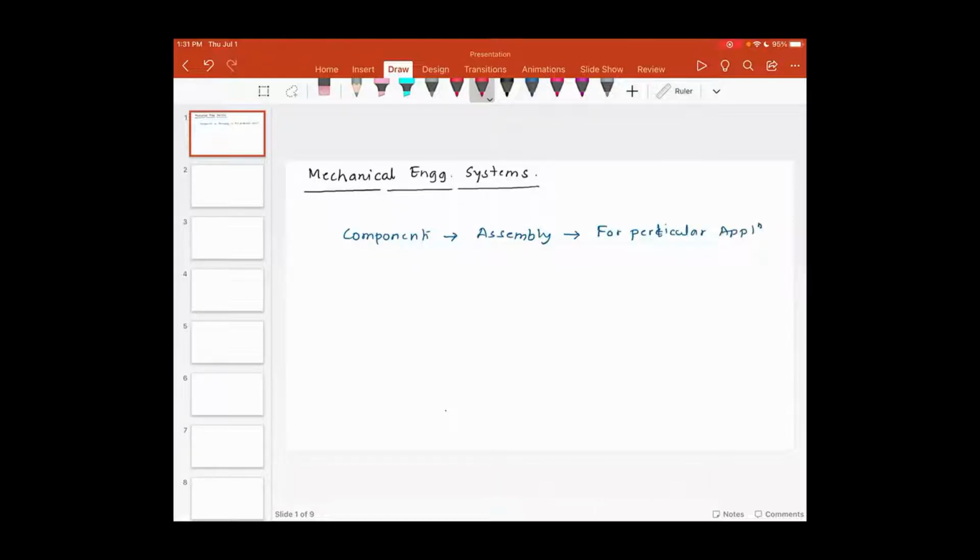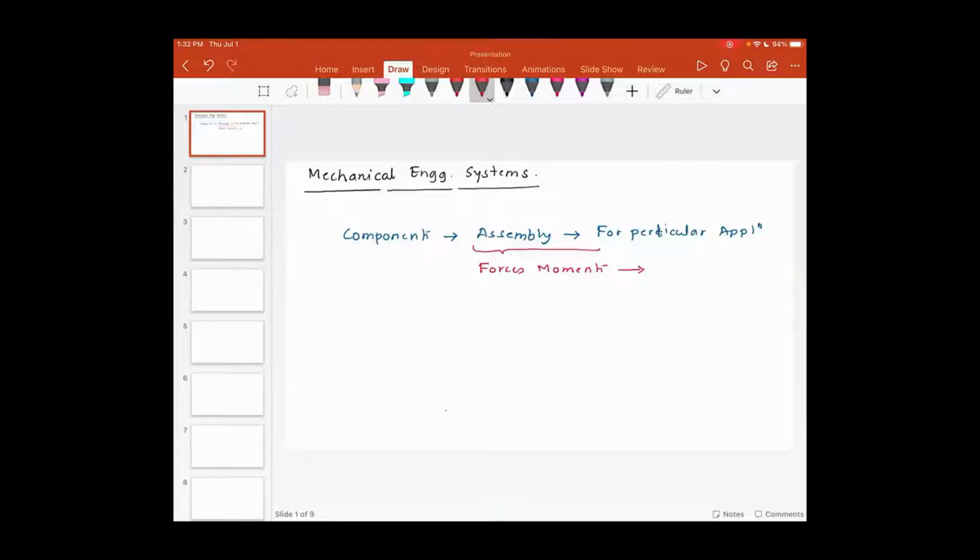And in that process, what happens? The forces and other loads, so forces and moments, get transferred from one component to another component. And that gives rise to different conditions of stresses. So in mechanical engineering systems, we are not only looking at finding stresses in just one component, but we are looking at finding stresses in multiple components, multiple designs, and so on.